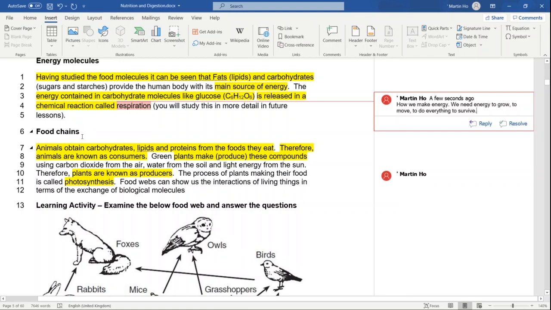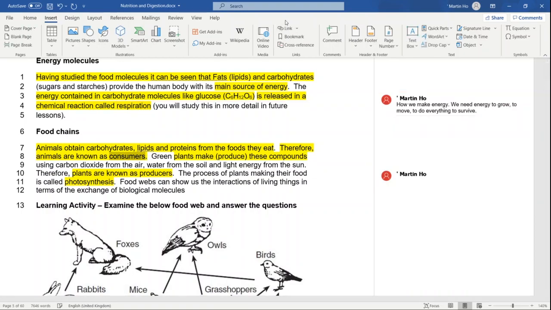And this brings us to food chains. Animals obtain their carbohydrates, lipids, and proteins from the foods they eat. Therefore, animals are known as consumers. We are consumers.